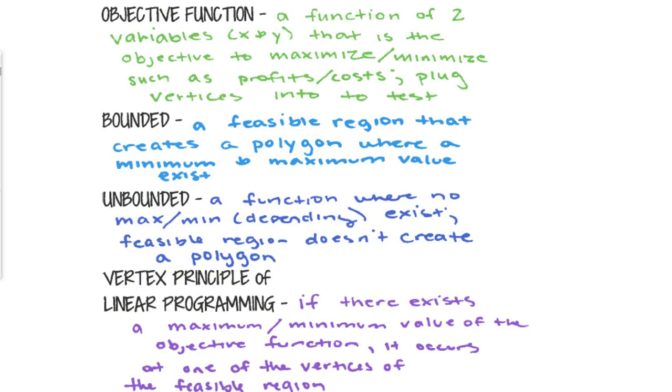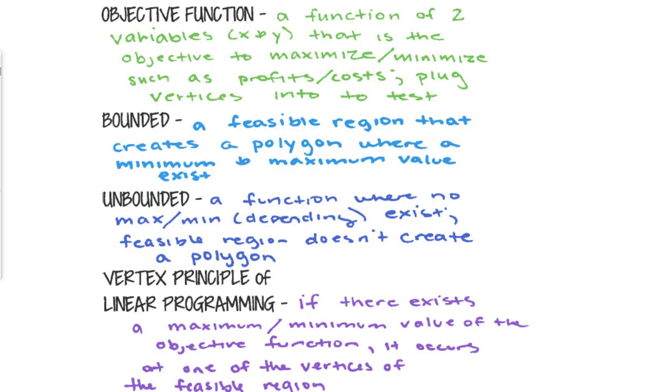The bounded region is the polygon where all the maximum and minimum values exist. An unbounded region is where there is no maximum or minimum; the feasible region cannot create a polygon. We're not going to go into the unbounded right now. That is something for later. For right now, we're just going to be dealing with bounded regions, but I wanted you to be aware that there is such a thing as unbounded.